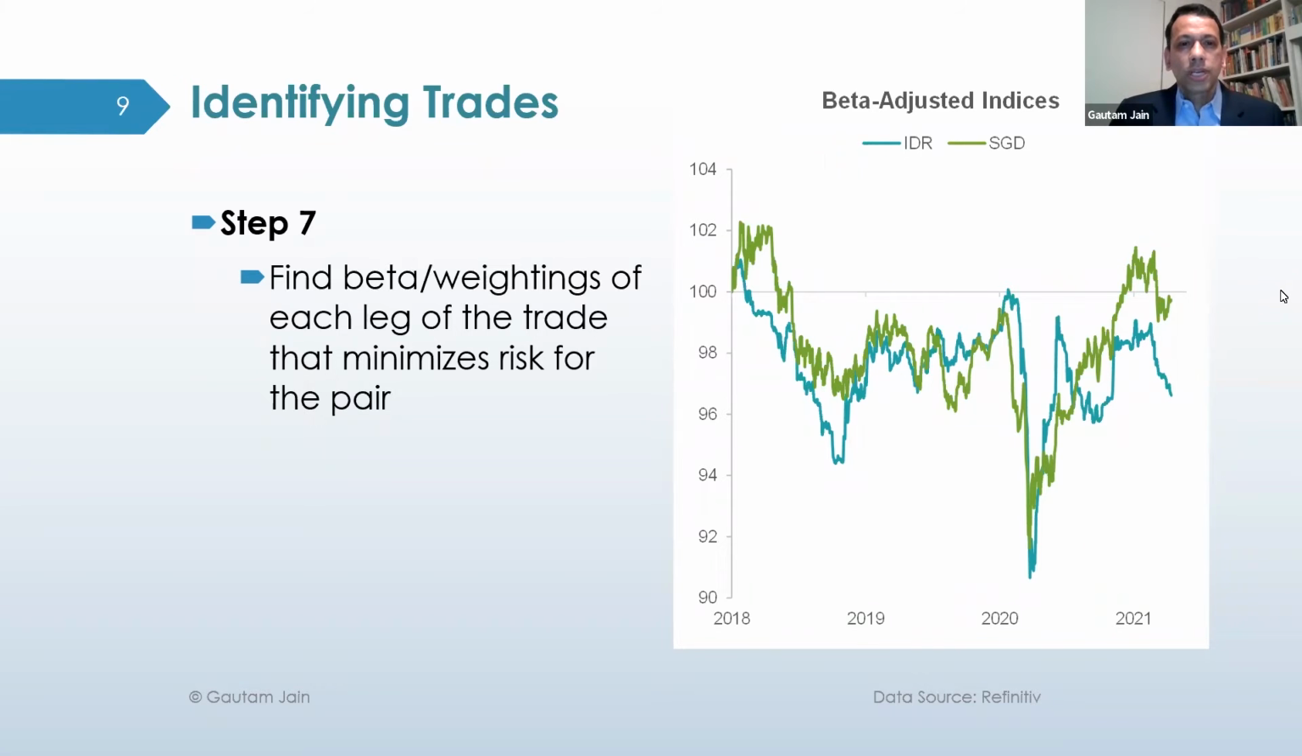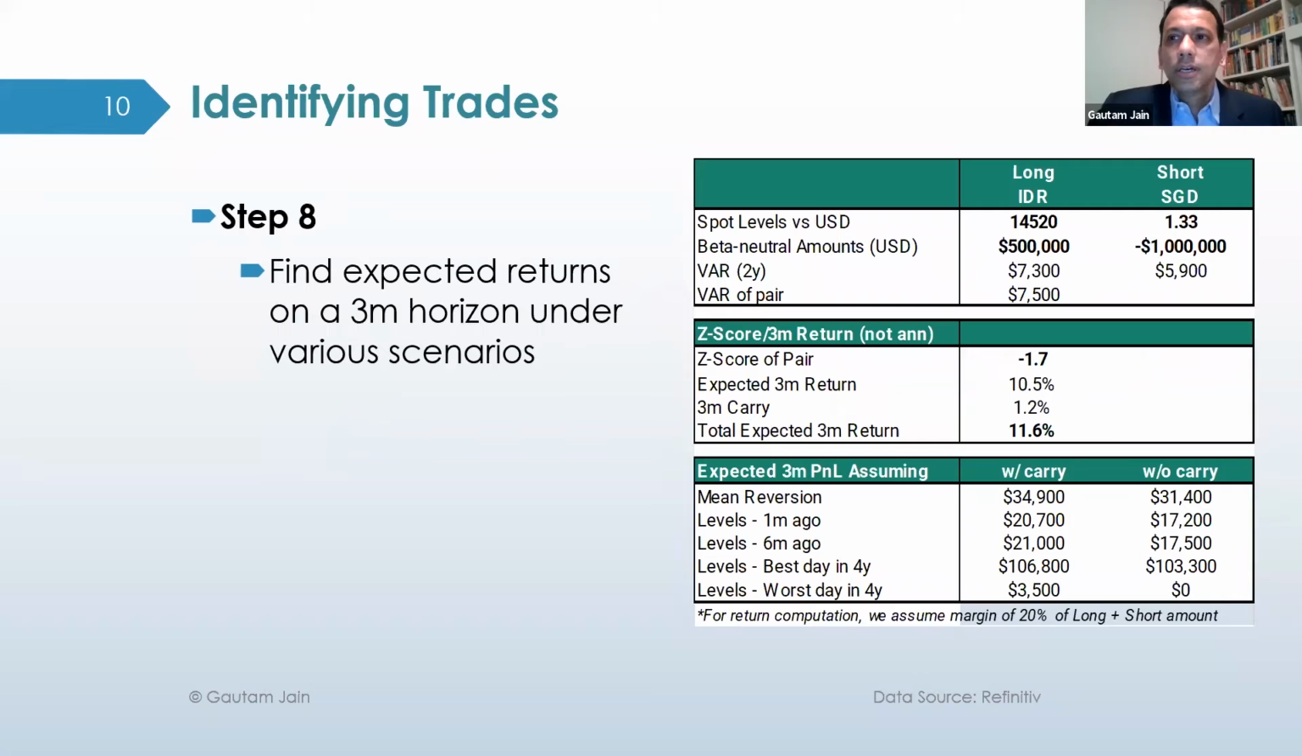Now, this is kind of the final step in my process. Essentially, once I have identified the pairs, I have identified the expected returns on a 3-month horizon under various scenarios for the pair. Because I have the weightings for the pair, I can look historically and assume a mean reversion, or if levels were to go back to where they were a month ago or a certain period, so let's say 6 months ago, I can look at the best point over the past X number of years or the worst point to get a sense of what the risk return is like in the trade.